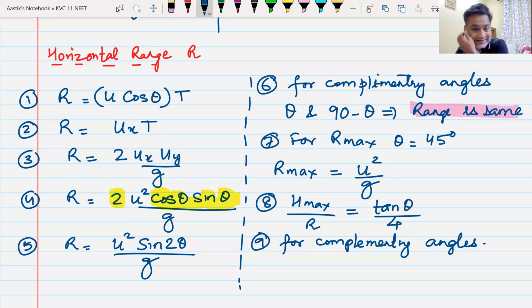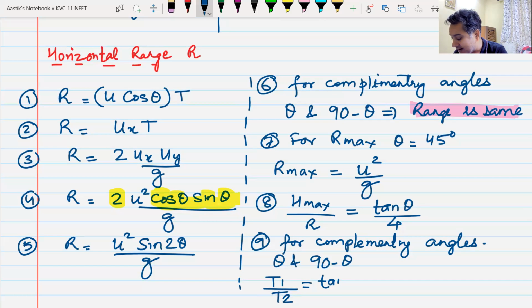For complementary angles, if one angle is theta, the other angle will be 90 minus theta. If I call the time of flight as t1 in the first case and t2 in the second case, if you divide t1 by t2, you will get tan theta. Remember it. If you multiply t1 by t2, you will get 2 times range by g. You can remember these formulae and these shortcuts, life may become very simple for you.